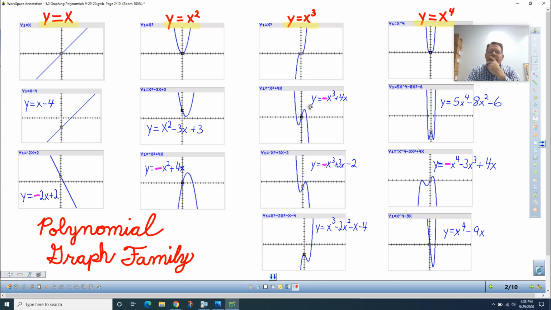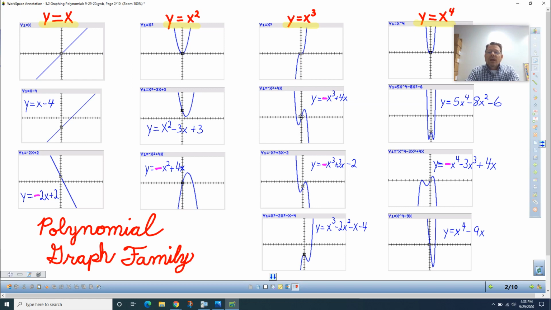Could you have a third degree that has one turn? No, because if you have a third degree with one turn, you know what we call that? We call that a parabola. So that wouldn't be a third degree at all, would it? It'd be a second degree.